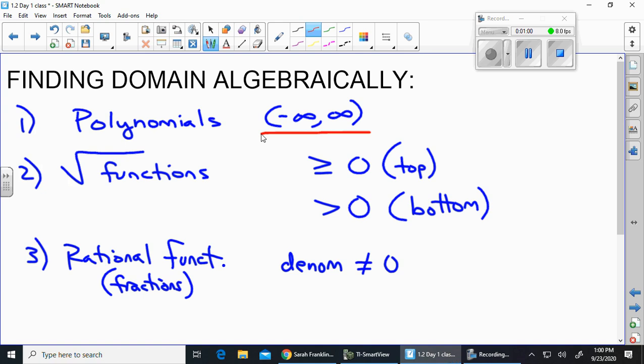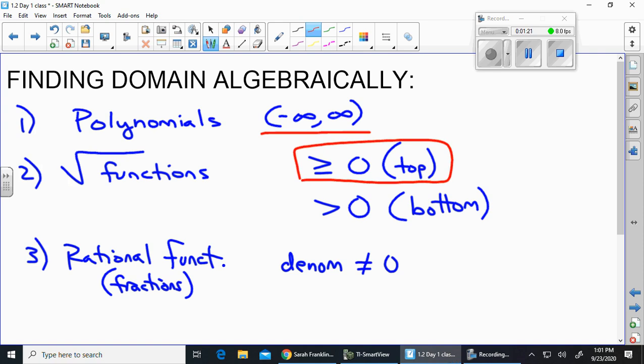Second thing, we cannot square root negatives. So if I have a square root, it can't be negative, it has to be greater than or equal to 0. So that's really where I say here, the top.